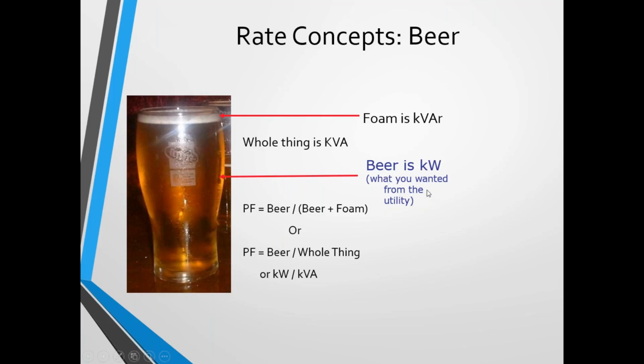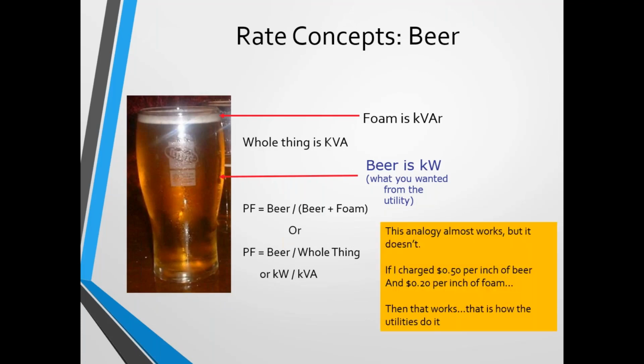This is the stuff that runs your power or your equipment, and this is what people pay for mostly. But the utilities will actually bill you for power factor, and that's the beer over beer plus foam. It's just a percentage of how much of the stuff in the glass is actually good as beer. But this analogy doesn't really work. It would work like this: if I charged 50 cents per inch of beer, and 20 cents per inch of foam, that's how the utilities do it. So then this analogy works.